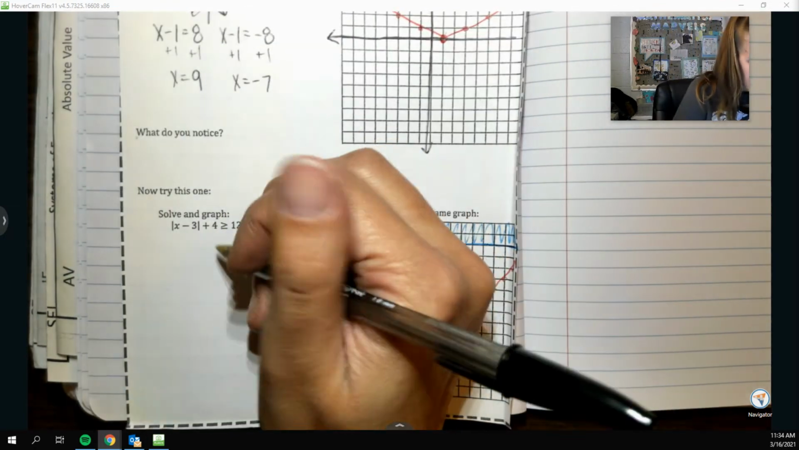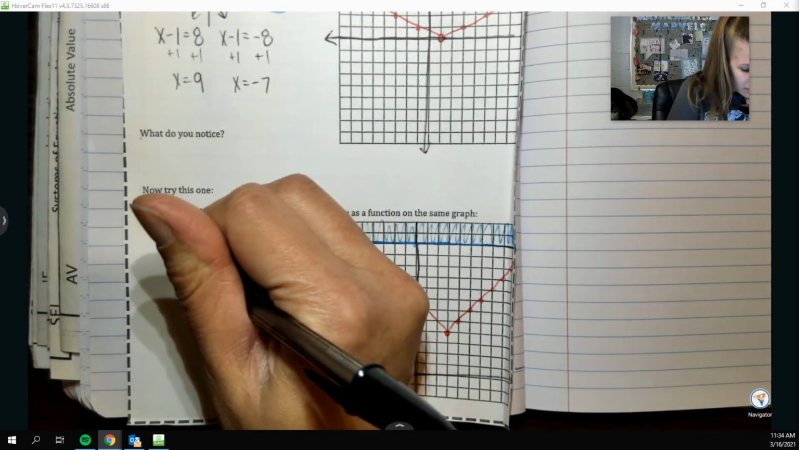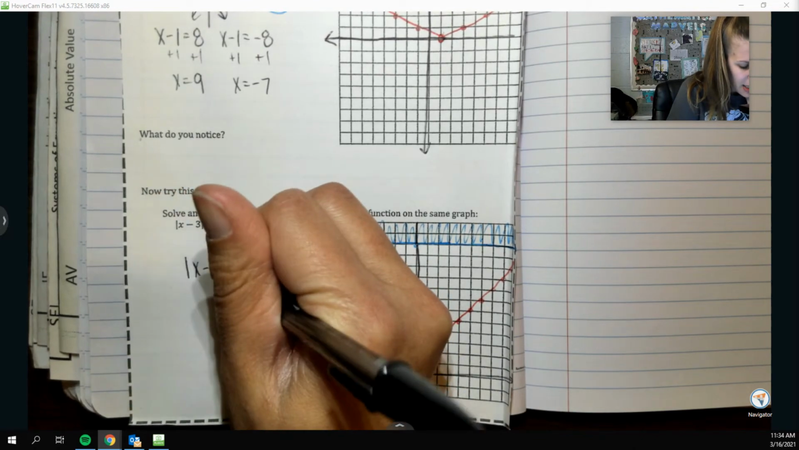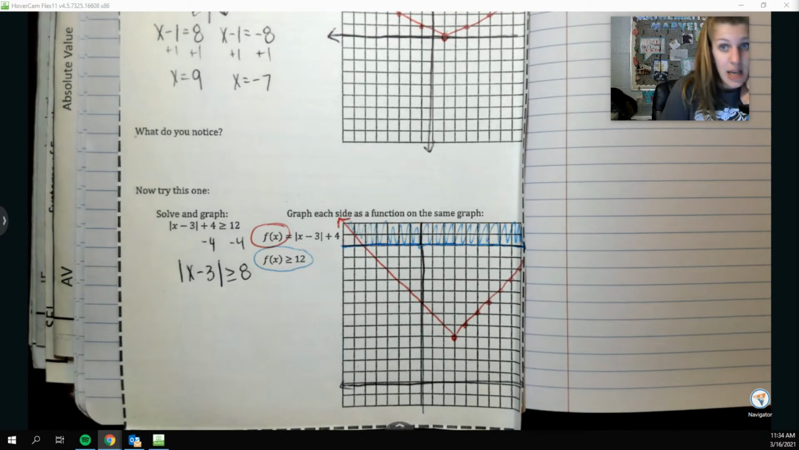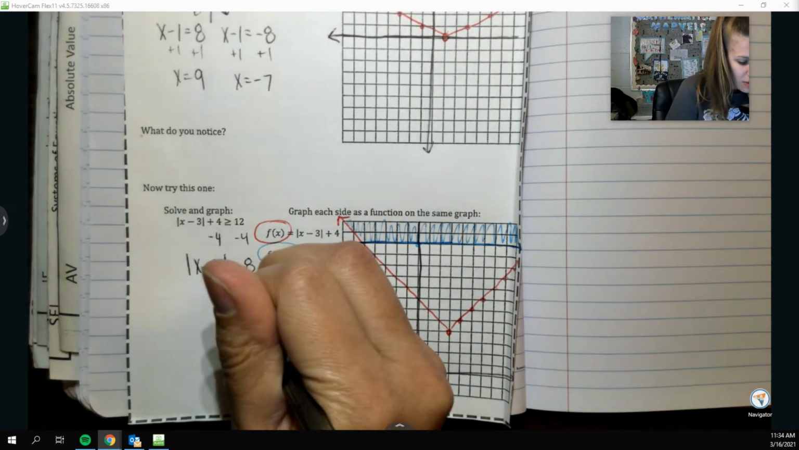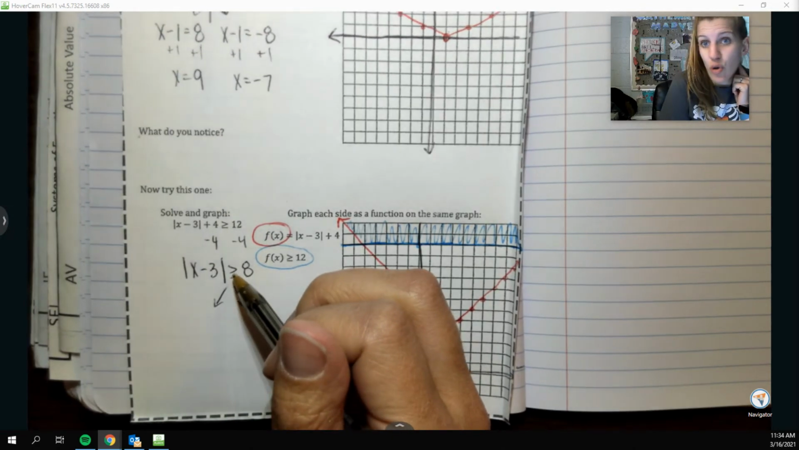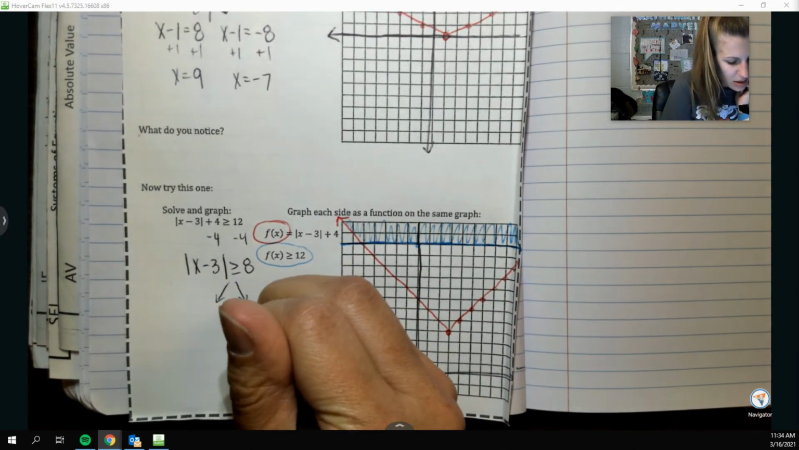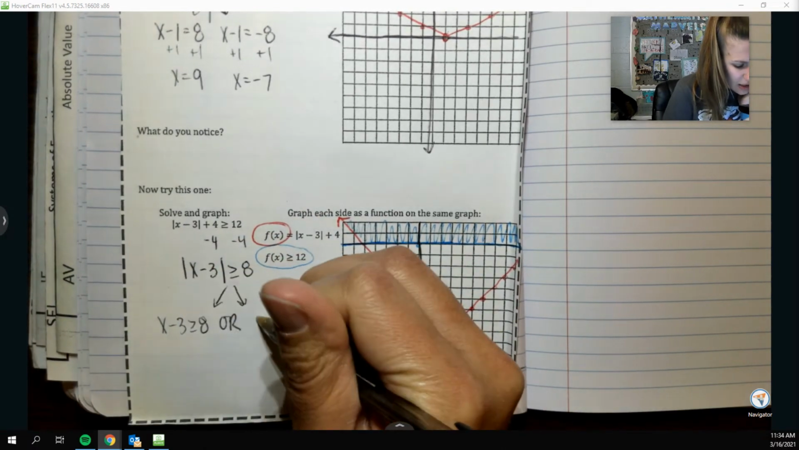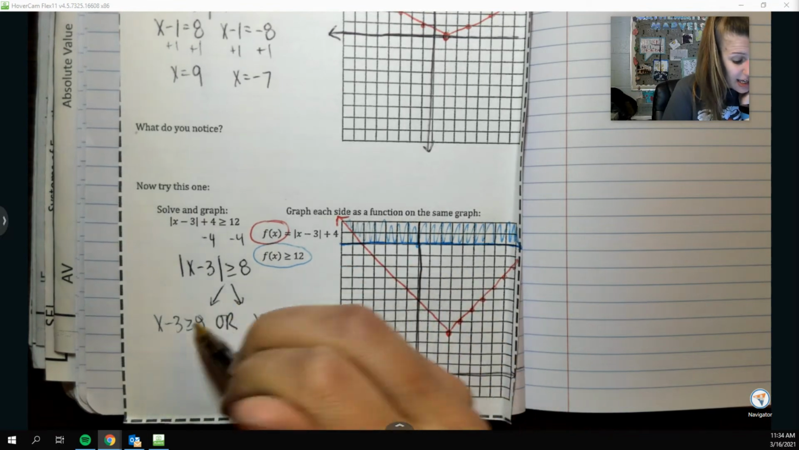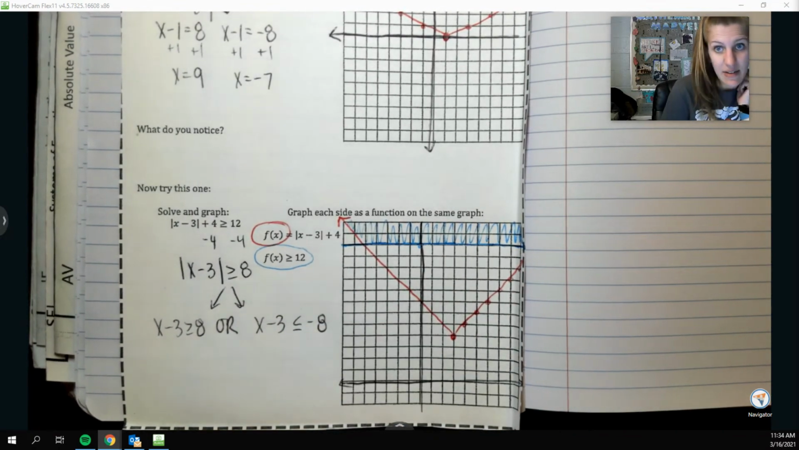So let's try it. I always need to get my bars alone. So I'll subtract that 4. And we'll have absolute value of x minus 3 is greater than or equal to 8. Now that my bars are alone, I can make my 2 equations. And I should think about, because this is greater, it's or. And so we'll have x minus 3 is greater than or equal to 8. And then x minus 3 is less than or equal. Got to switch the sign. When you switch the sign, negative 8.